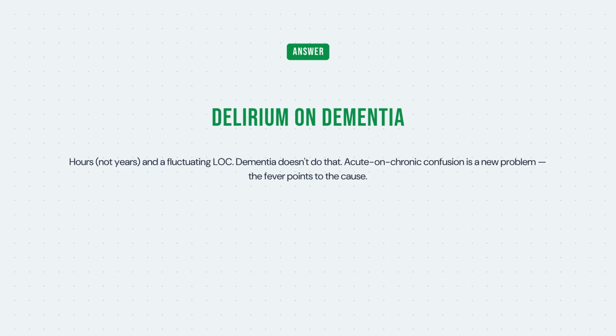This is delirium, most likely from an infection, superimposed on their dementia. The tells are the time course and the fluctuation. Hours, not years, and a level of consciousness that swings from drowsy to agitated. Dementia does not do that. The wrong move is to write it off as the dementia progressing. Acute on chronic confusion is a new medical problem until you have found and treated the cause. And here, the fever is pointing at one.